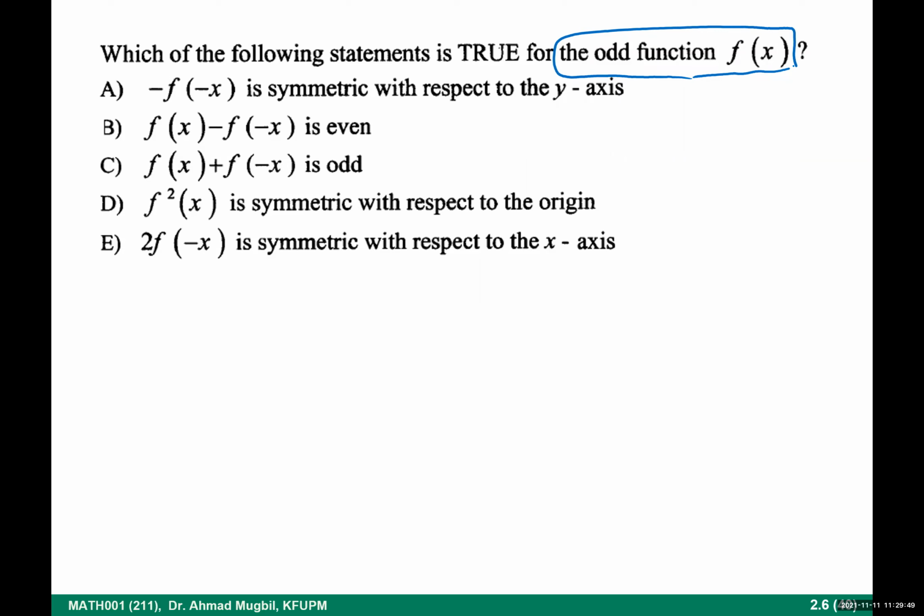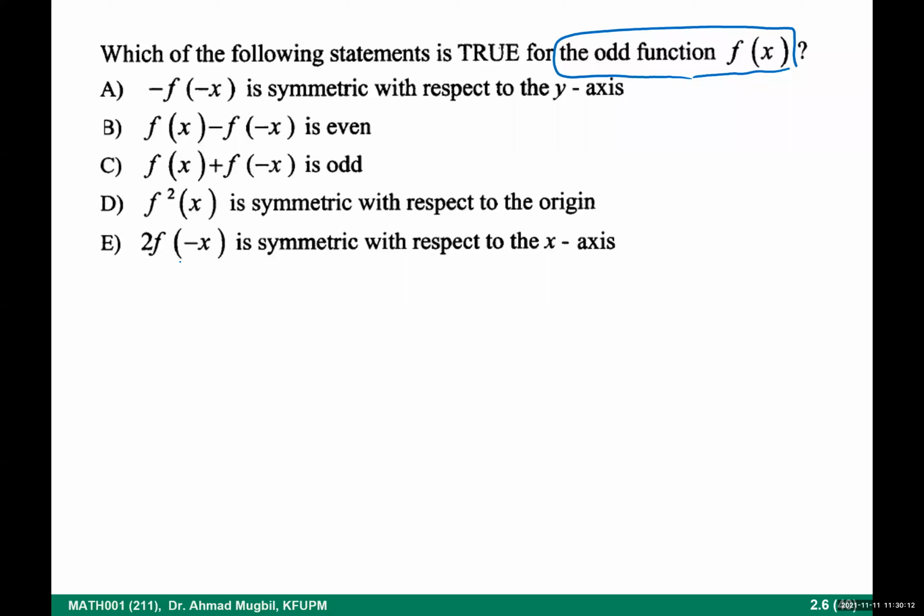Symmetric with respect to the y-axis means even. Right. Symmetric with respect to the origin means odd. Symmetric with respect to the x-axis is not a function at all. For sure, this is not an option. Of course, it is a function.